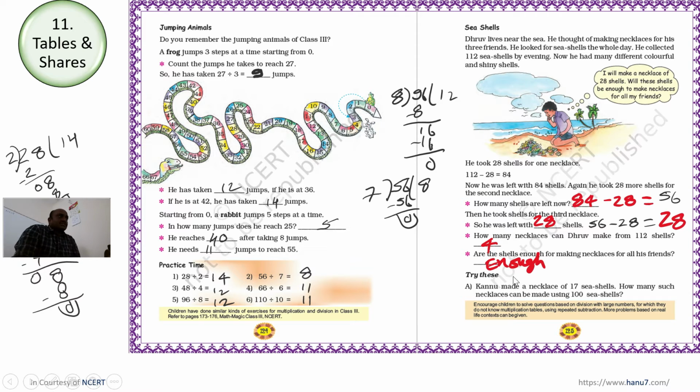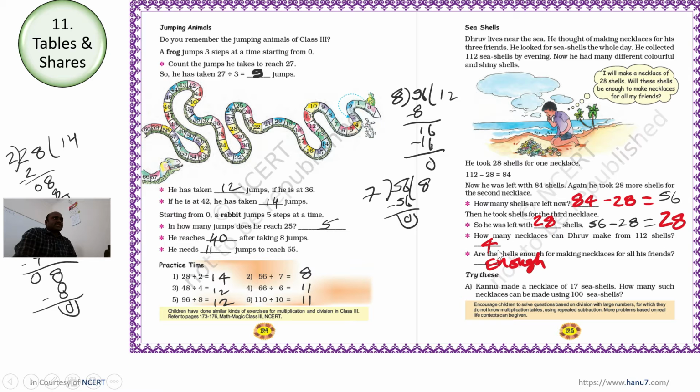Now, are these shells enough? Yes, they are enough, because in the repeated subtraction we got 0, so all the shells are enough to make the desired necklaces. So 28 shells are sufficient to make the necklace.